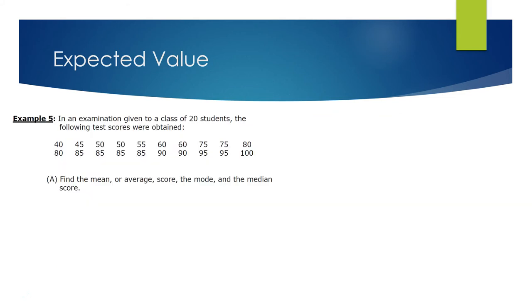So let's have a look at a situation where you're going to look for all three of these things. So for example 5 here, in an examination given to a class of 20 students, the following test scores were obtained. More times than not, the data that I would give to you is going to be in order, because that's another task that would take you some time to do, even if you have to put it into a calculator and have it do it for you. So the data's in order, and you're asked to find the mean or average score as well as the mode and the median. So take a moment, calculate these three values, and we'll go over to see how you compare your answers.